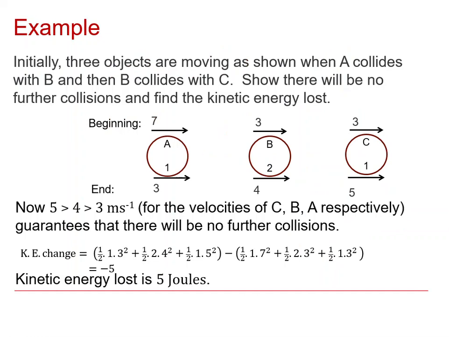Now, as regards kinetic energy loss, it's the usual bank of figures. Notice that this is the kinetic energy of A, this of B, and this of C finally. And on the other hand, referring to the originals, this is for A, for B, and for C. Well, there's a lot of arithmetic there. You take it that my answer is correct. It's minus 5, and that tells us that kinetic energy lost is 5 joules. The question answered in context with the units.